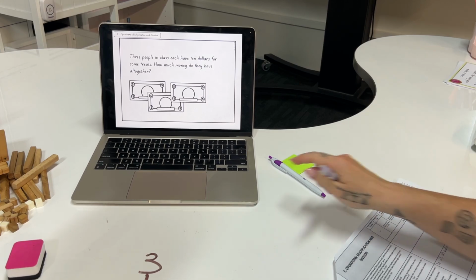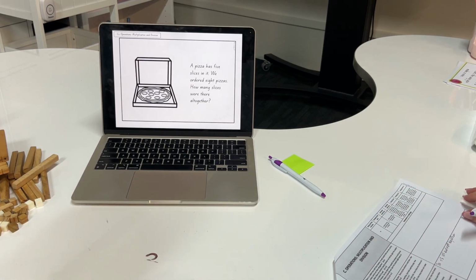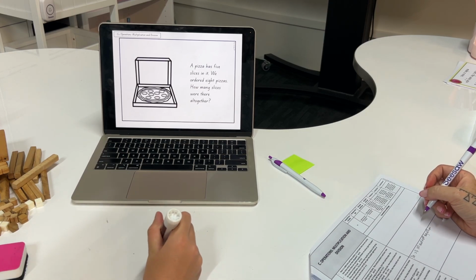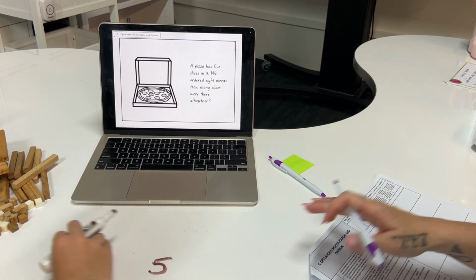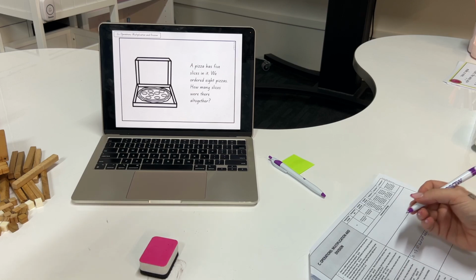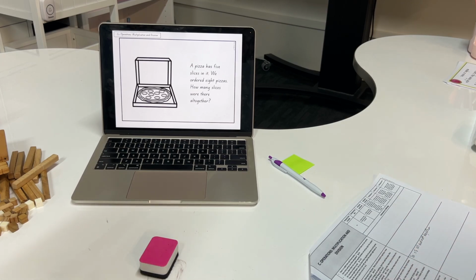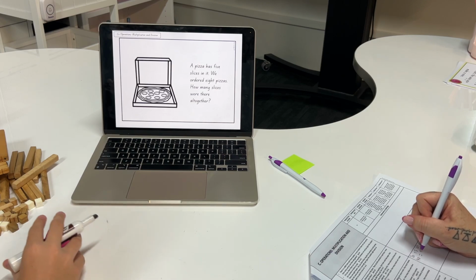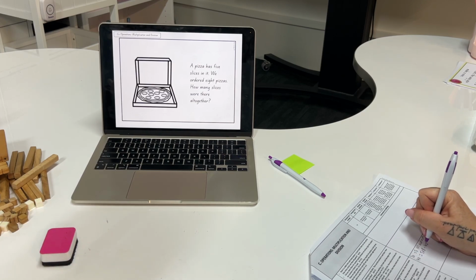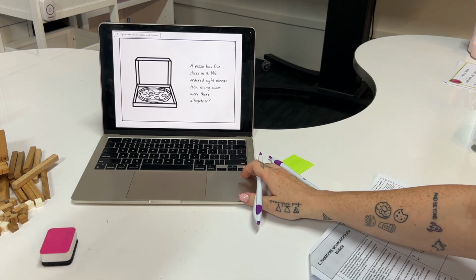You can rub that out if you need some more space. A pizza has 5 slices in it. We ordered 8 pizzas. How many slices were there all together? You don't have to write it down. If you just know it in your mind, that's totally fine. This is just to help you. 40. How'd you get that? 5 times 8. Awesome. Okay.